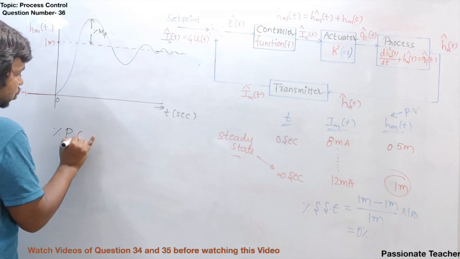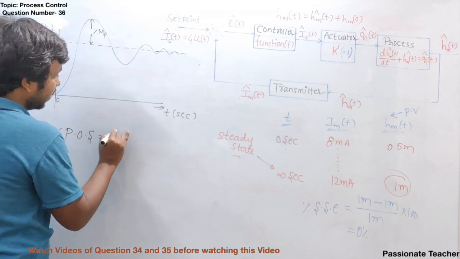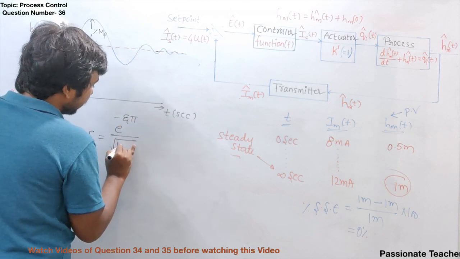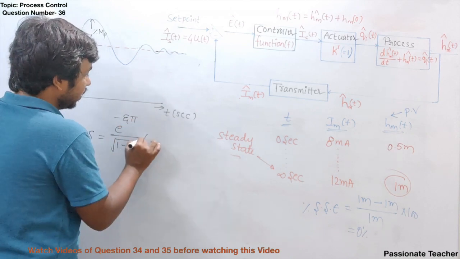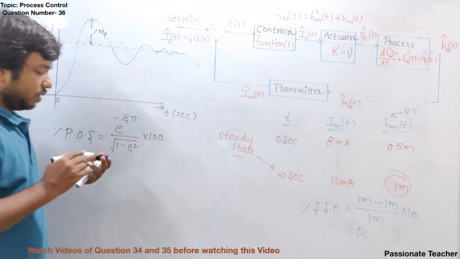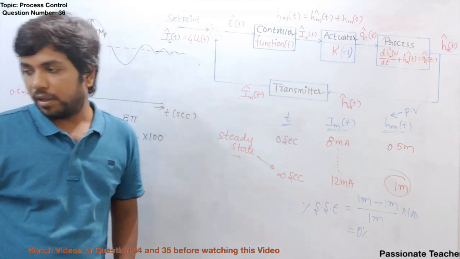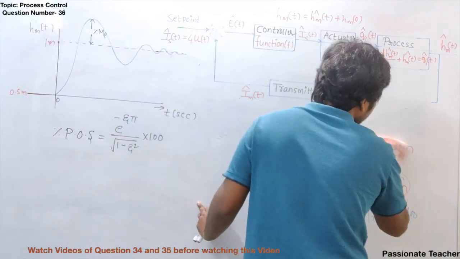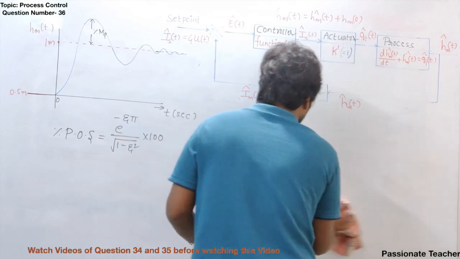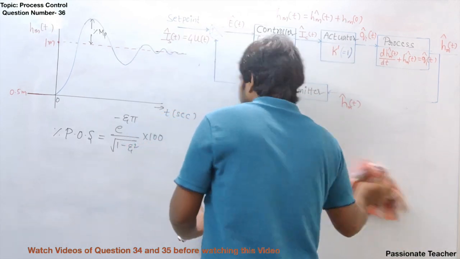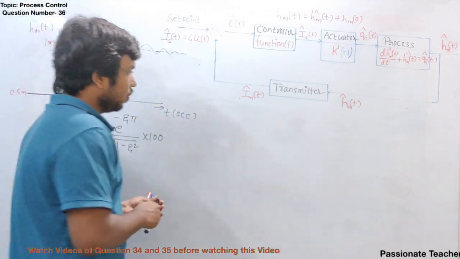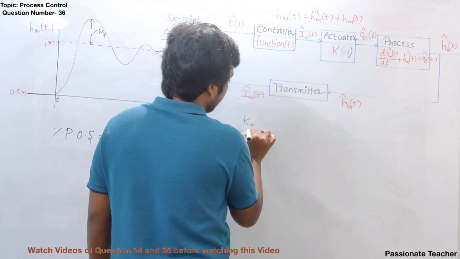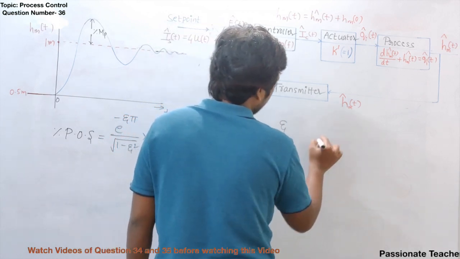Percentage of peak overshoot, POS means peak overshoot, that can be written as e power minus zeta pi by under root of 1 minus zeta square into 100. And we already know that zeta depends on the value of Ki. Earlier I told you both zeta and omega n are going to depend on Ki. Now let's see what is going to happen here. So zeta and Ki, let's say Ki here and the value of zeta and percentage of peak overshoot.